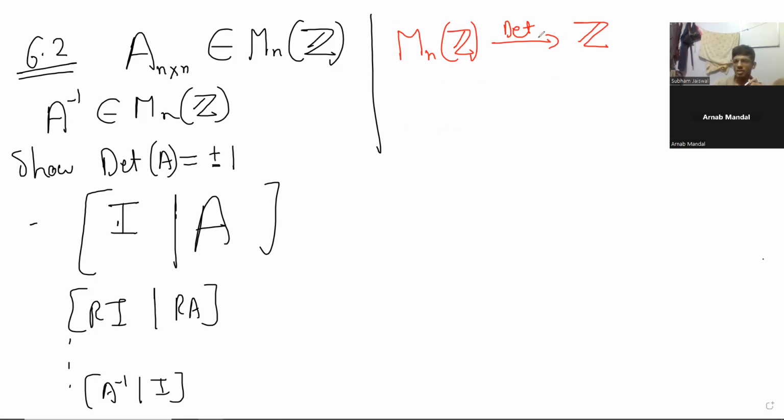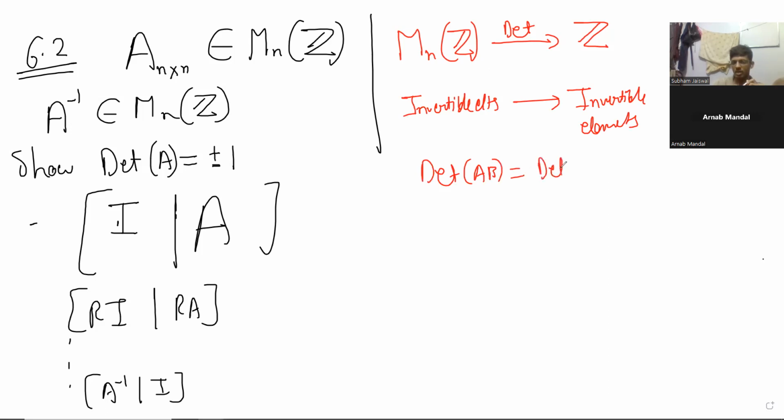Yes, so you see this map only respects multiplication, but then you know that invertible elements go to invertible elements. Do you agree with this? Anything that respects multiplication will do this, right? So just from this formula, you can see that if something is invertible, then its image is also invertible, simply.